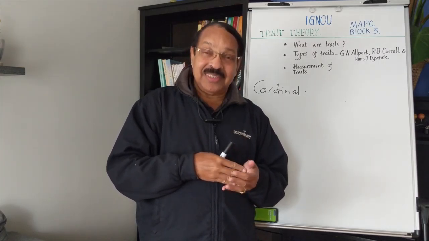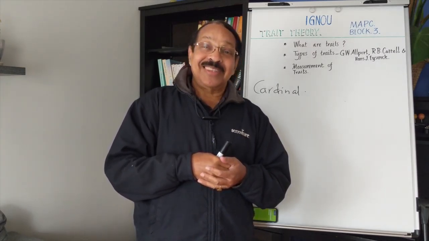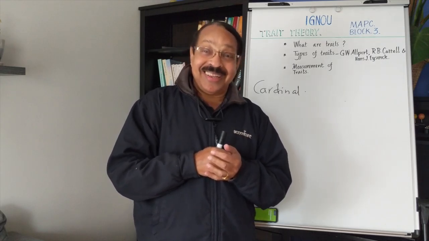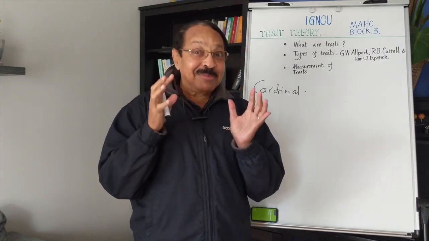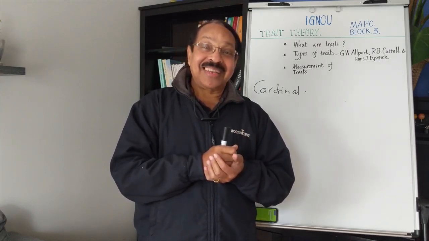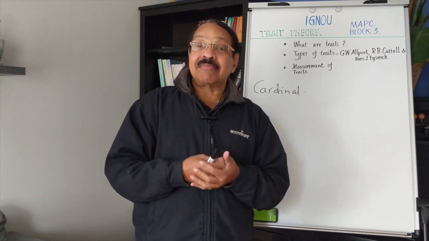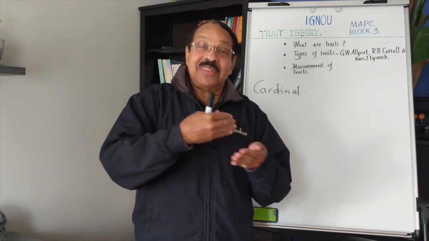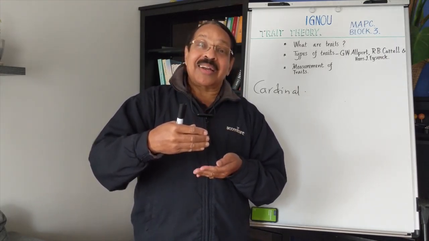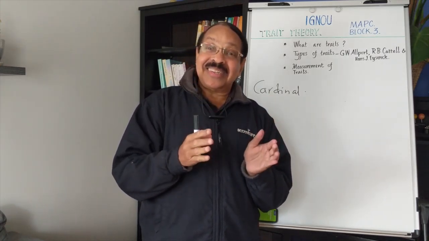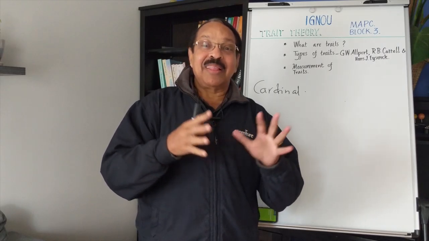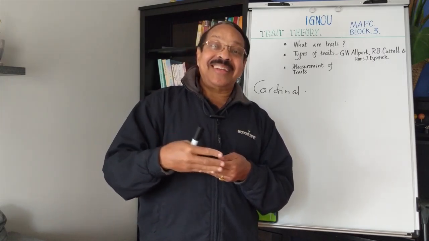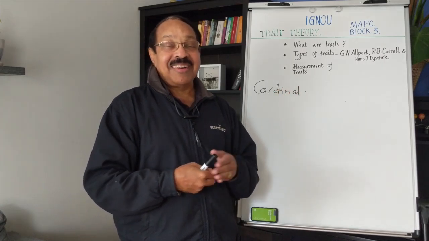If I'm not clear, suppose I say Hitler. You have some trait associated with that name. When I say Shakuni in our Mahabharata, you have some traits associated with that name. Narada, Harishchandra, Sri Buddha. We have some traits associated with these names. These people represent the trait. Such traits, very dominant traits in an individual's personality, the personality becomes synonymous to the trait. That type of traits are called cardinal traits.